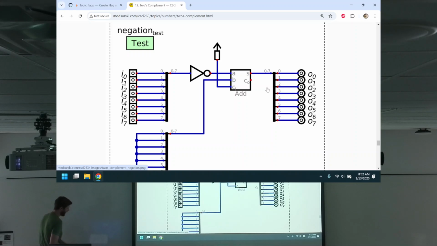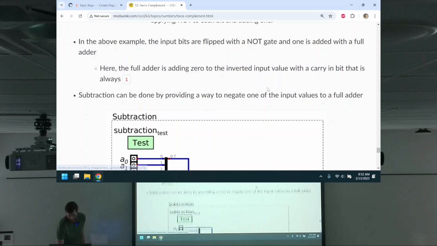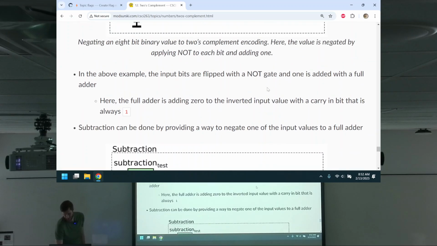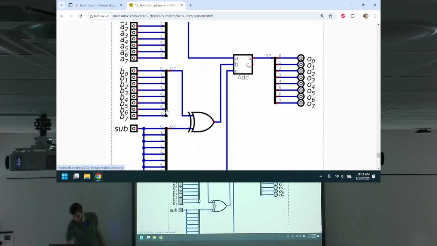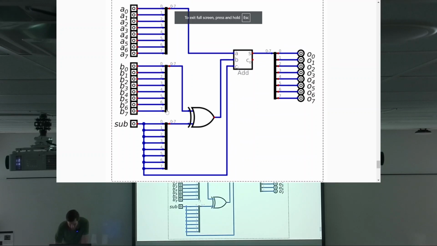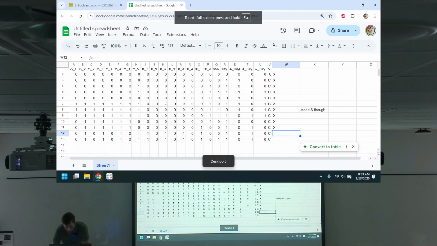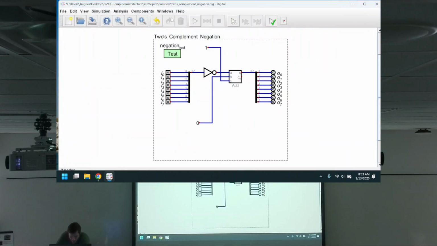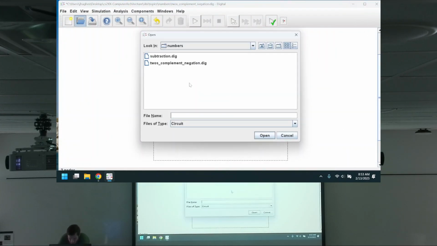So that's how we can negate a number. In the above example, the input bits are flipped with a NOT, and then the full adder is adding 0, and we're setting the carry bit to 1 because that's an easy way to add 1 to something. So now we could actually create a subtraction circuit. I'll just open it up.